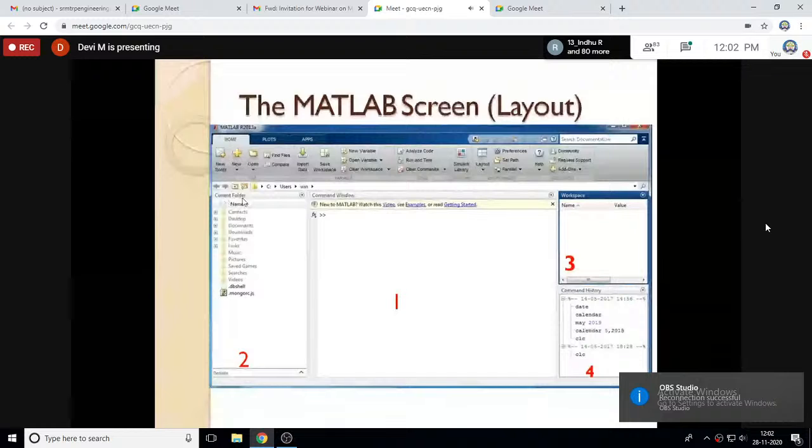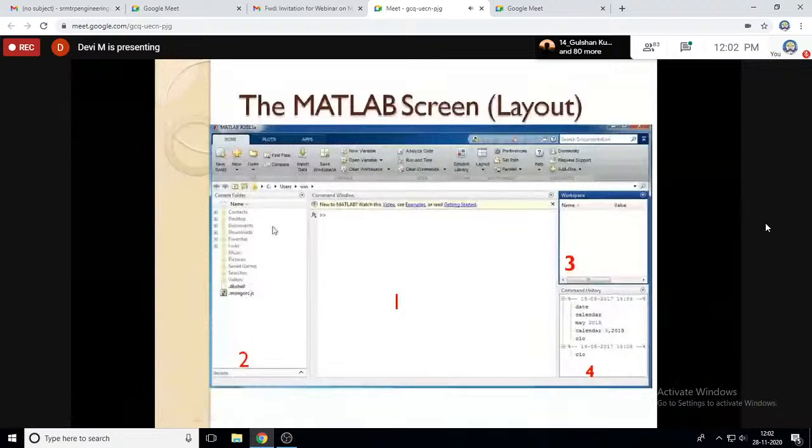I think you are familiar with the current folder and current directory and all. So I'm moving over here. Workspace. The third one is workspace, which means all my data are stored here. For example, if I'm going to take A equal to 3, B equal to 2, so C equal to A plus B. So A, B and C values will be stored in my workspace. Just an example I'm giving. It may be of any number of strings. You can have inputs and the output data which you are getting will be stored in our workspace.